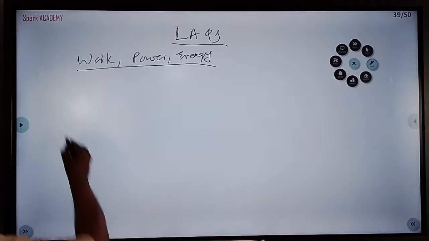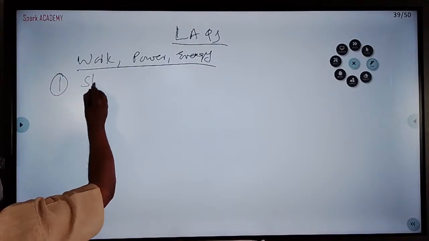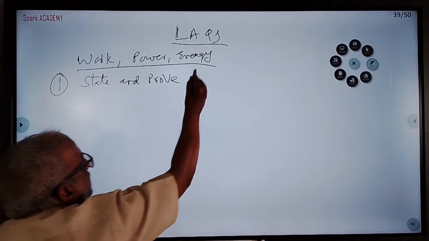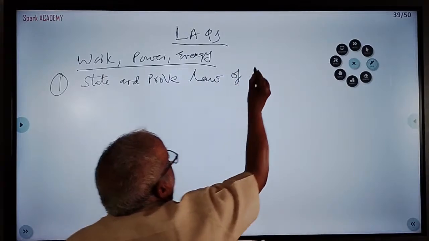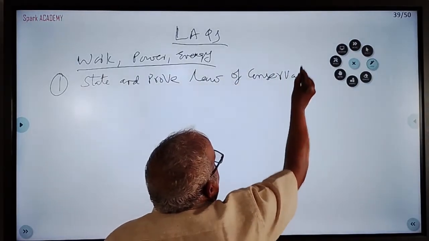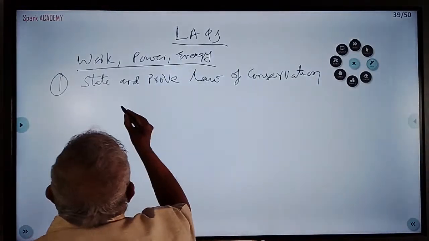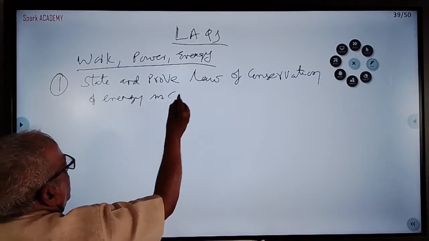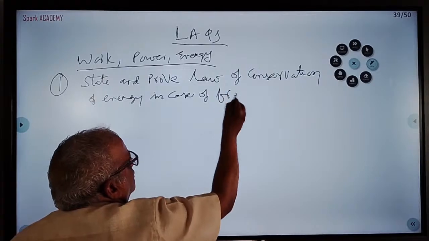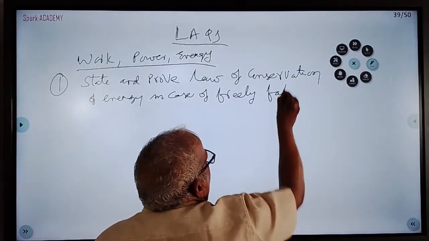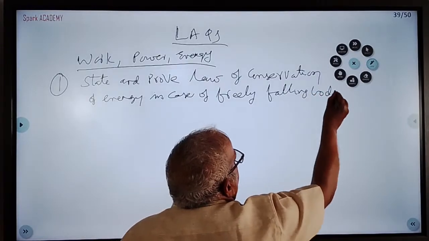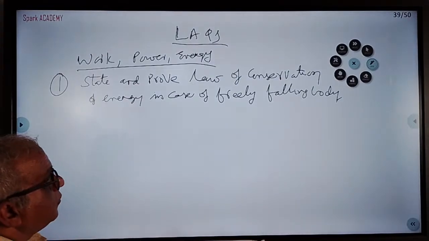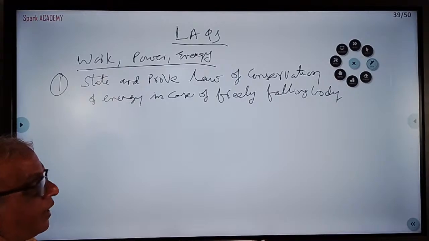Work, power, energy. What is the first question? A very, very important question: state and prove the law of conservation of mechanical energy in case of a freely falling body. It comes most of the times. This is the most important question in work, power, energy. State and prove the law of conservation of energy in case of a freely falling body.